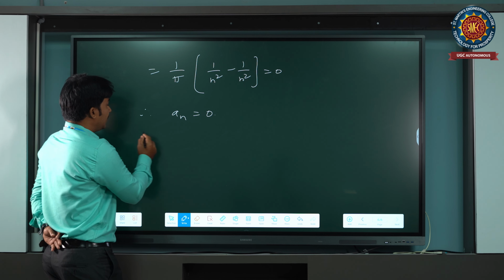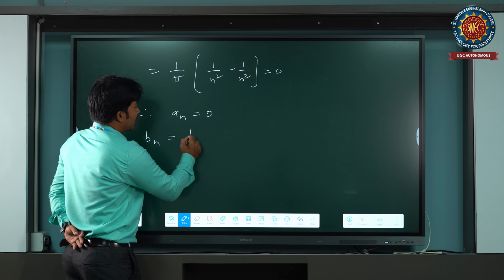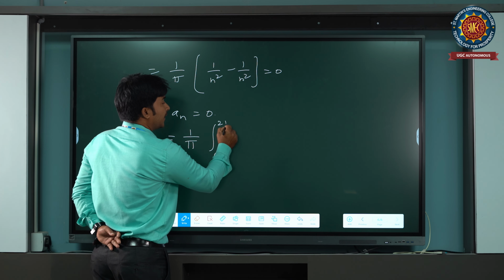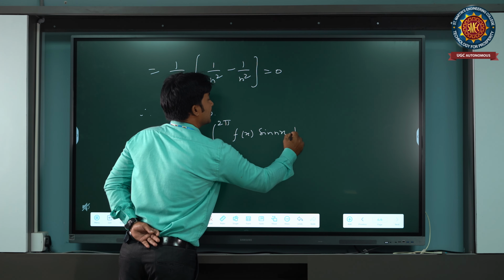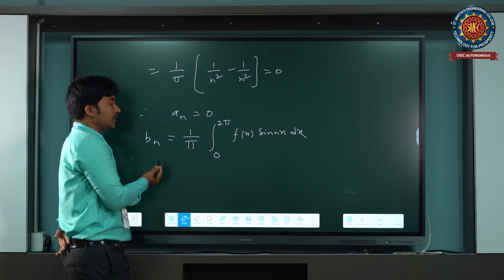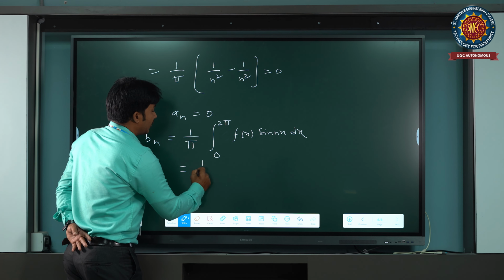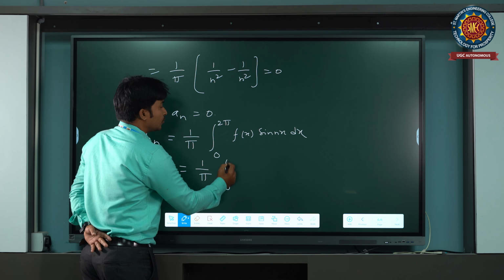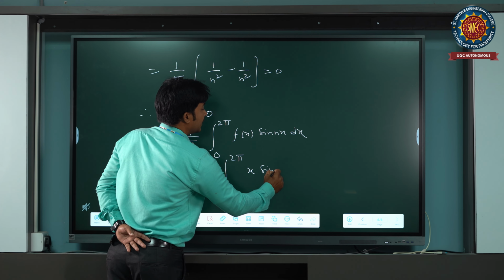And to find the bn coefficient, bn equal to 1 by pi integral 0 to 2 pi f of x sin nx dx. This is the bn coefficient, 1 by pi integral 0 to 2 pi f of x sin nx dx, where f of x is already given.